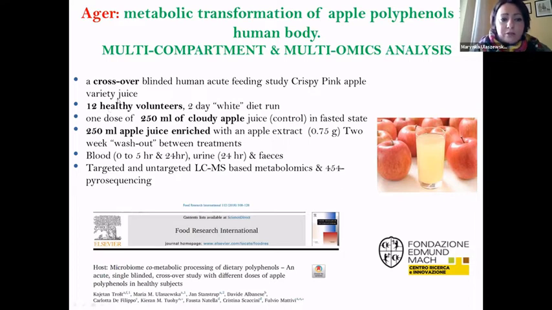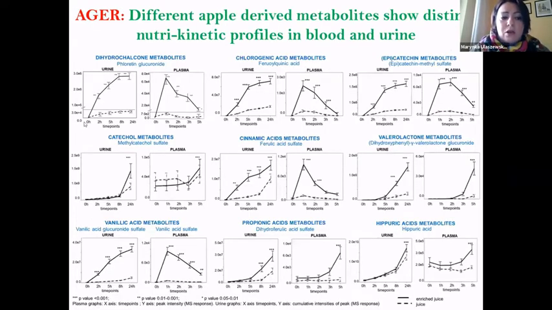We had the 12, that's the study design reported here. So the 12 healthy volunteers drank 250 milliliters of the cloudy juice, or, on the other hand, the cloudy juice enriched with apple polyphenols. After the analysis, we found really many compounds that moved within the postprandial hours when we collected the plasma and the urine samples.